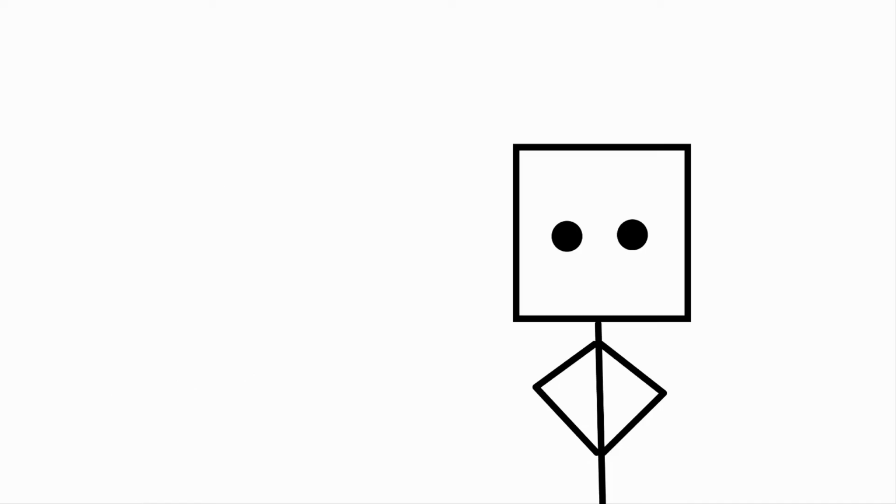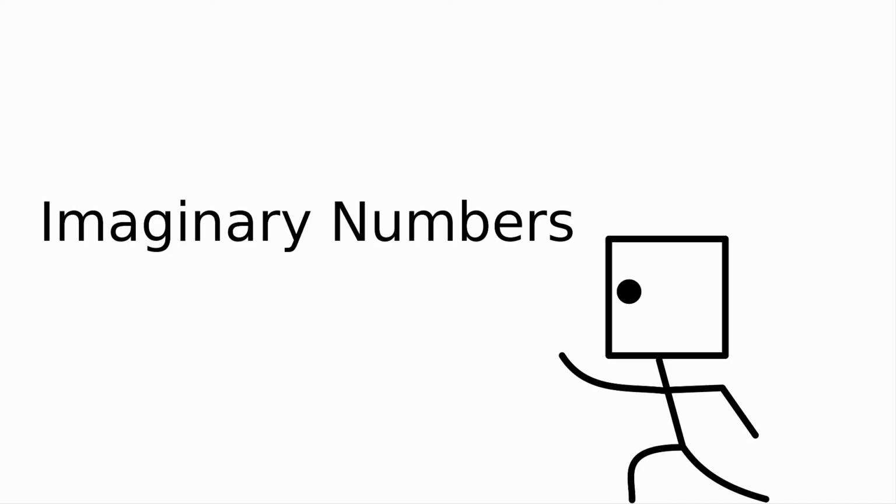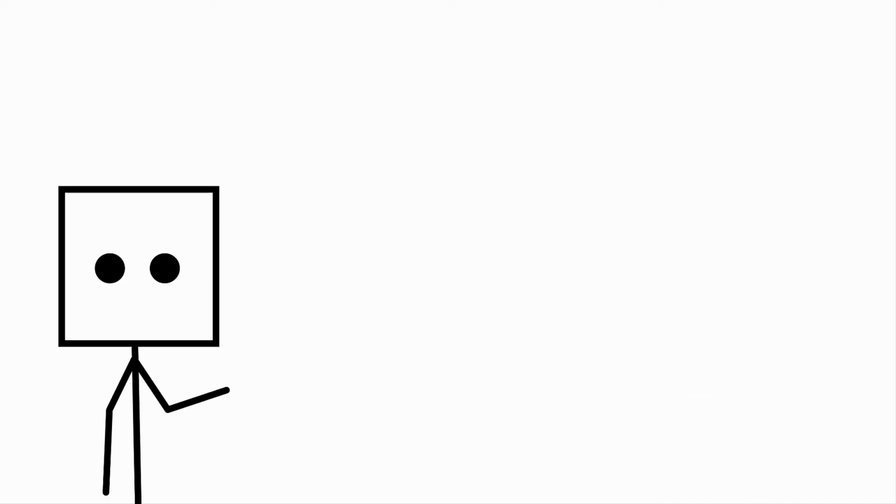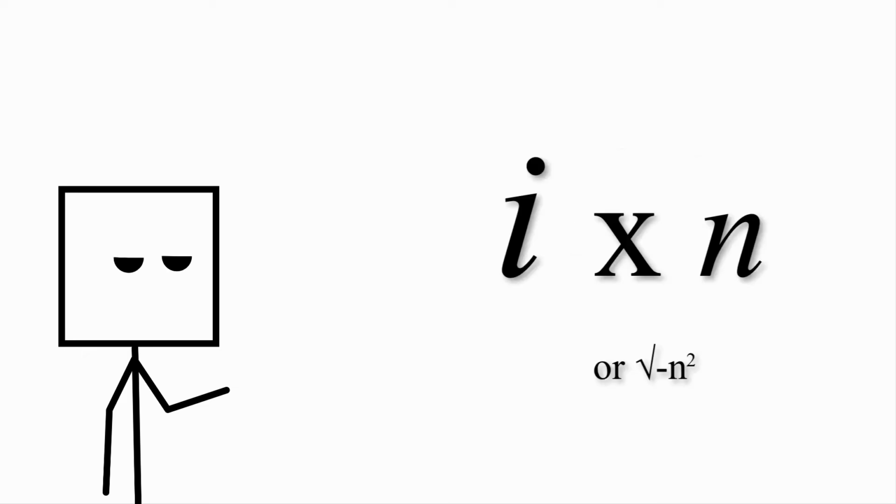Here, we just created a new set of numbers called the imaginary numbers. This set of numbers includes i, 3i, 4i, and basically every real number multiplied by i.